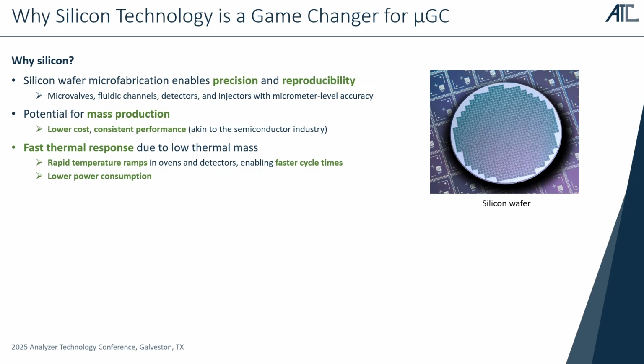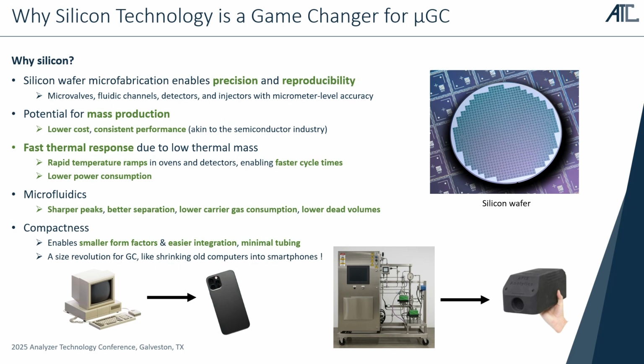Another key advantage is the thermal performance of silicon. Silicon is very easy to heat and to cool down, and it allows us to do rapid temperature ramps, rapid regenerations, and overall lower cycle times, and of course, lower power consumption. I already talked about microfluidics and how it enables us to increase chromatographic performance and reduce carrier gas usage. So really, silicon enables us to shrink GCs down to a level that just isn't feasible with traditional GC hardware and tubings.